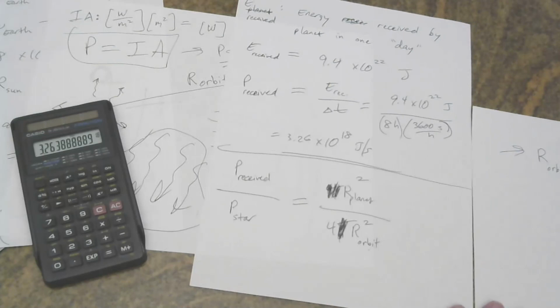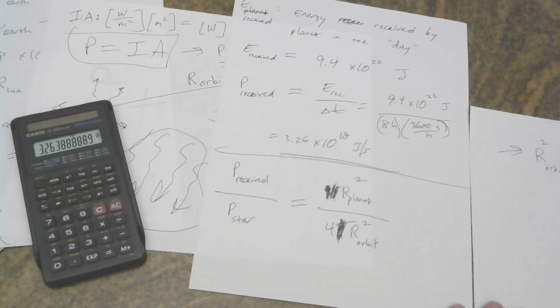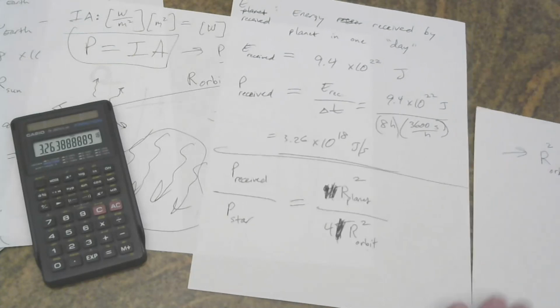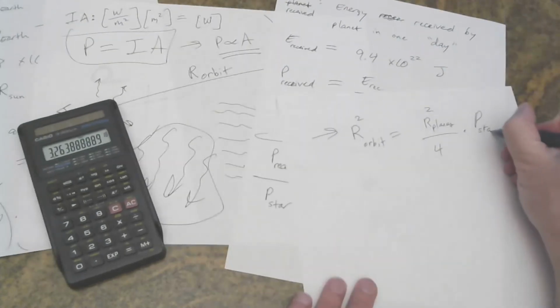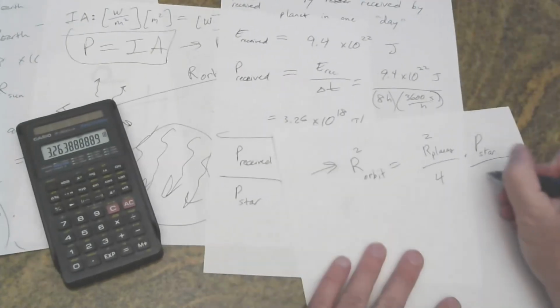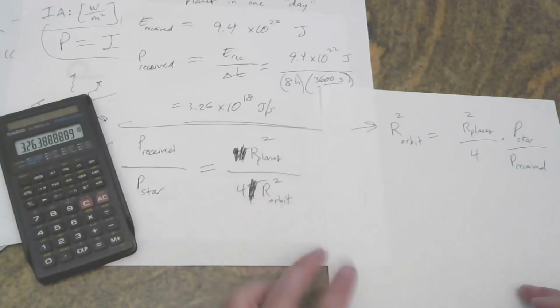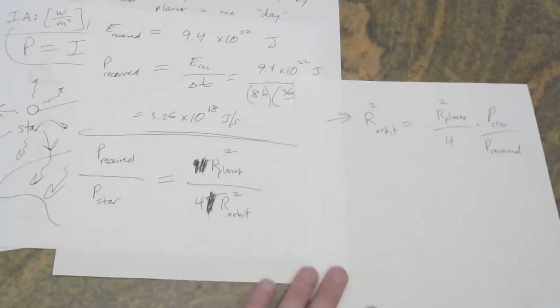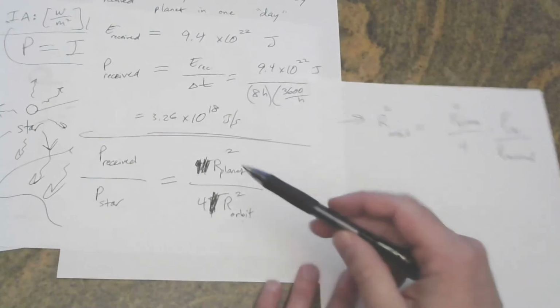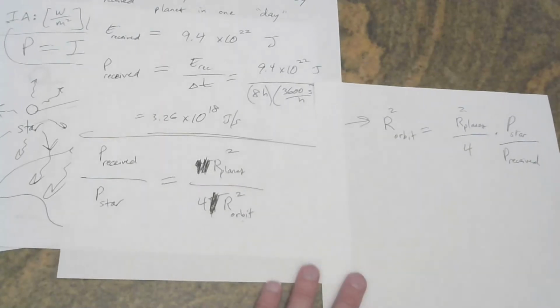R planet squared over 4 times power of the star, over power received. Okay, I just moved some stuff around, solved for the square of R orbit. Lastly, we would take the square root, and at this point, the steps I'm following are identical to the ones in your solutions manual. When we take the square root, R planet squared just turns into R planet.